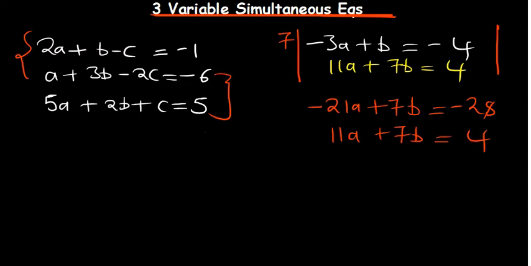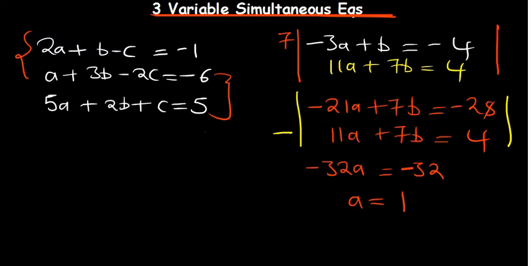Okay, so since these are of the same signs, I would have to subtract instead of adding. So negative 21 minus 11a gives me negative 32. Yeah, 7b minus 7b is 0, negative 28 minus 4 is minus 32. So our a becomes 1. Okay, so I found the value of a.